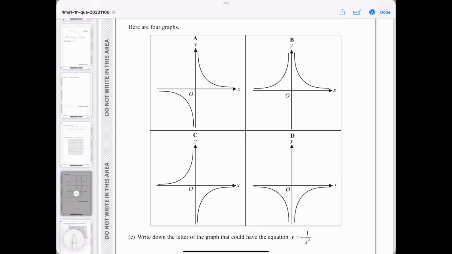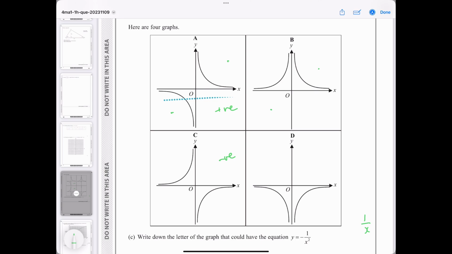I forgot to do the second part of question 12. Write down the letter of the graph that would have the equation y equals minus 1 over x squared. So 1 over x is in this bit and this bit. If it was that bit and that bit, that's positive. I think negative would be this bit. I'm just going to check.